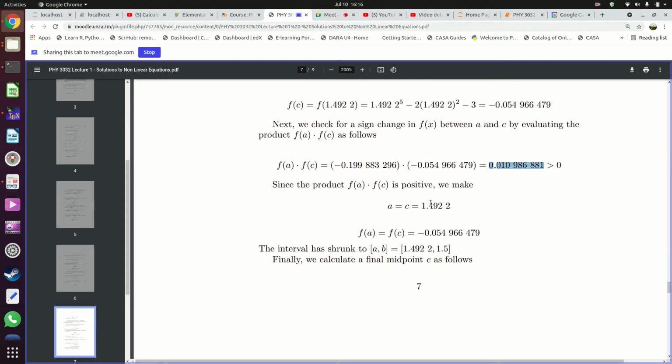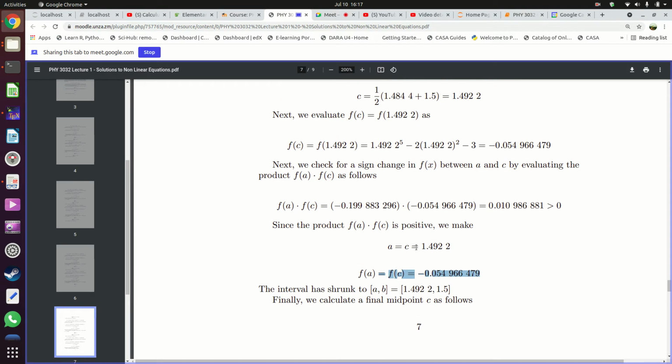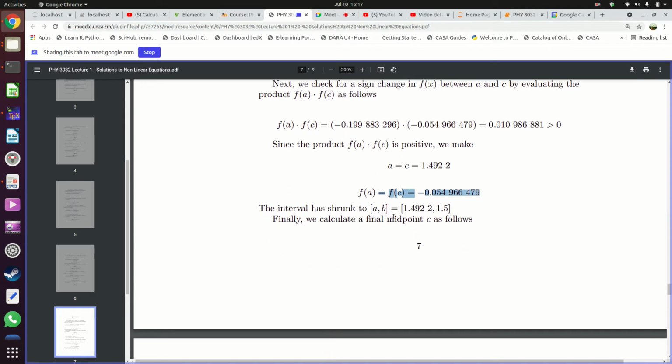So that shows you that there is no answer between f of A and f of C. If there's no answer between f of A and f of C, then C becomes A. So you end up having C equals 1.4922. This is your C, and your f of C becomes minus 0.045, this whole number this side. And our interval is this now.